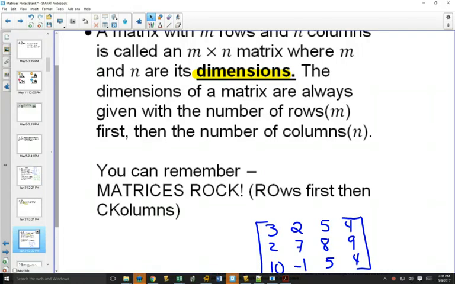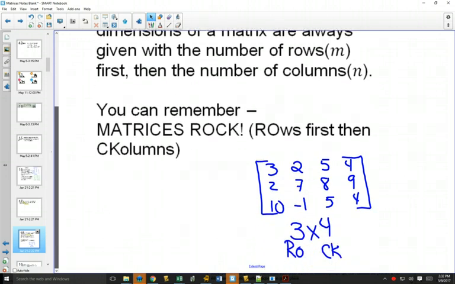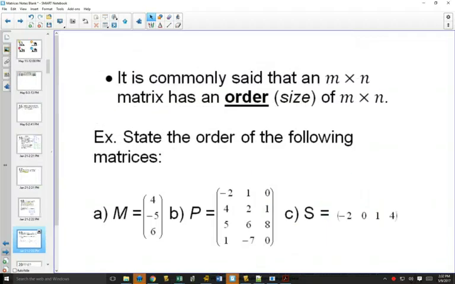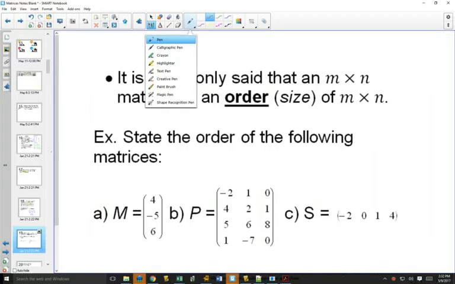So what's the size of this one here? This is a 3x4. Matrices rock. And you'd be amazed, you will remember that, because it's so simple. So rows always first, columns always second, and that makes that a 3x4 matrix. Sometimes we call it dimension. Here's another word for the size. Sometimes we call it the order of the matrix.